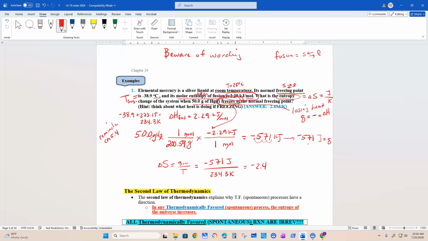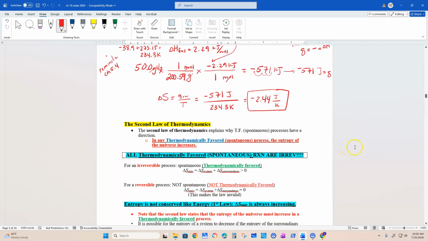Negative 2.44. I think I have 4.3. But remember, you're able to be off by 1. But your sig figs have to be perfection. Okay? So that's it. It's a simple, simple equation. So just beware of the wording, okay? Because just because the number looks positive doesn't mean that it will stay positive, okay?